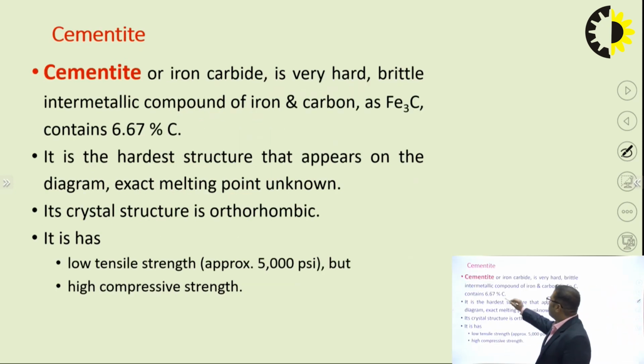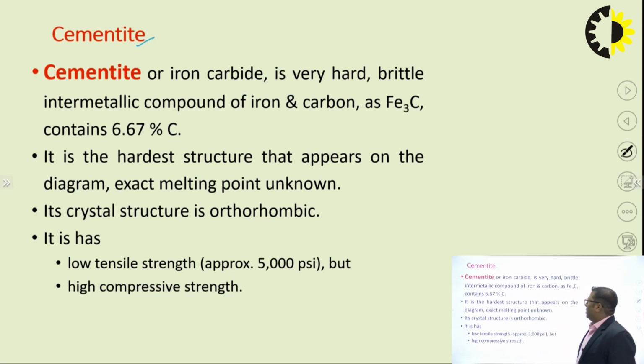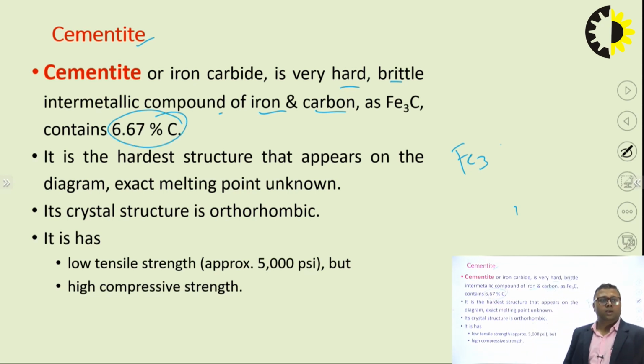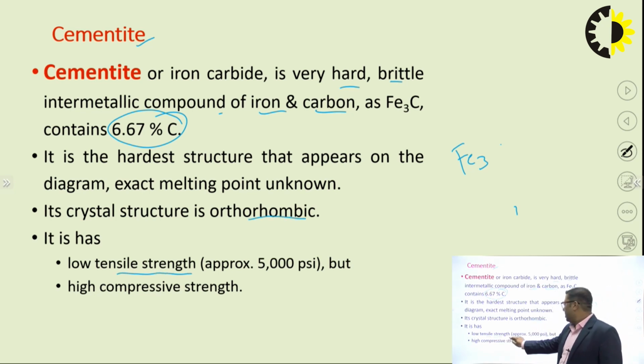Then another phase of iron is cementite. It is the hardest structure that appears on the iron carbon diagram, and the exact melting point of this phase we actually don't know. Cementite is also known as iron carbide, Fe3C, which is a very hard, brittle intermetallic compound of iron and carbon, containing 6.67% carbon. Its crystal structure is orthorhombic, and its tensile strength is very low, around 5000 psi, but its compressive strength is very high.